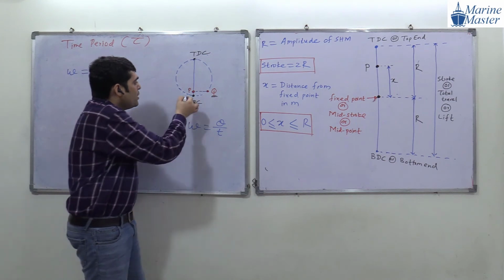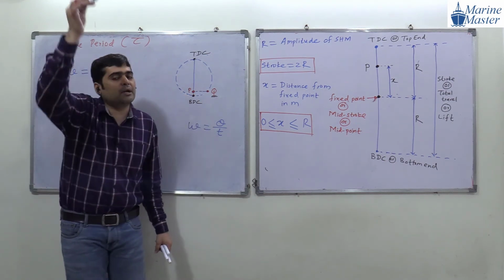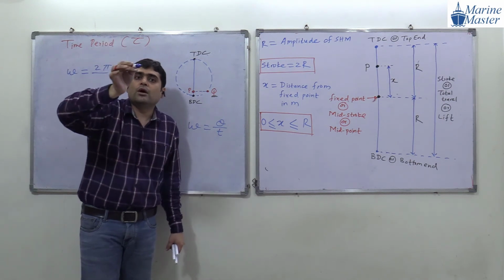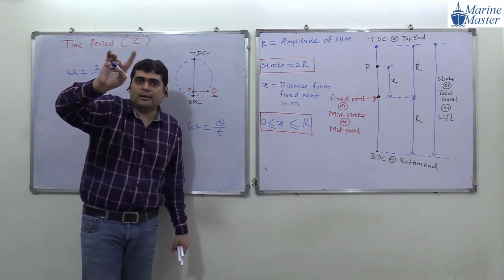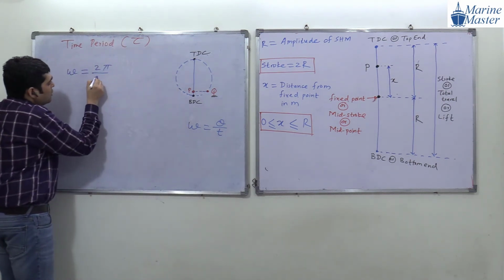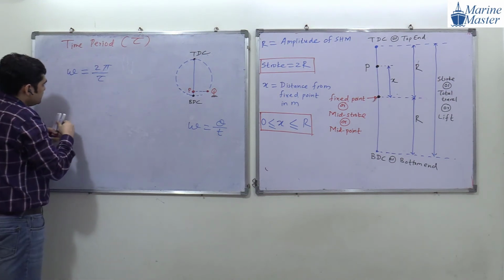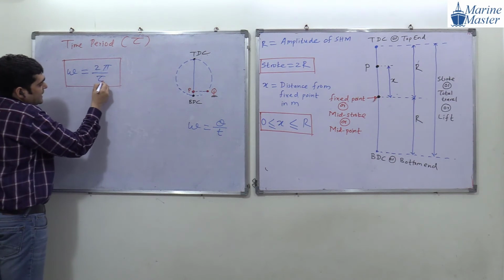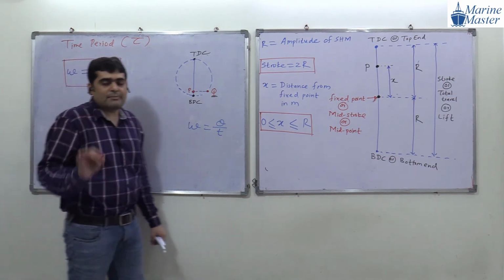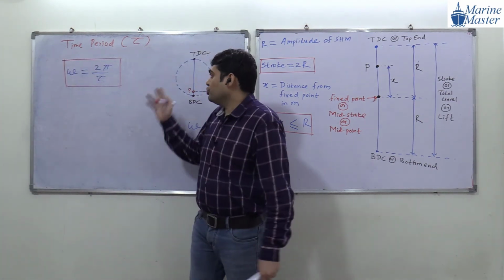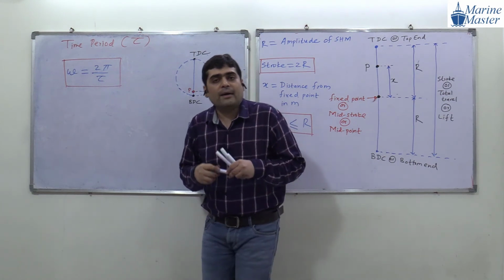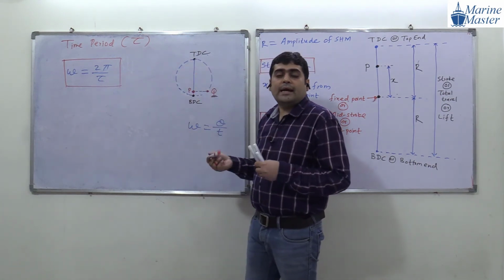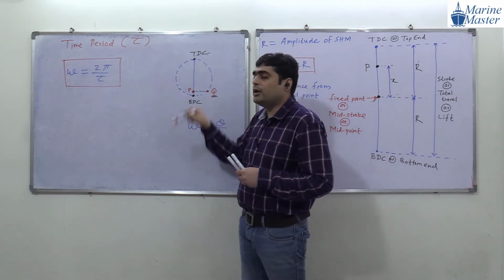Tau, the time period. Time period means the time required for one oscillation. And how much angle is covered in that one time period? 2 pi radian. Guys, are you getting my point? So 2 pi by tau is our omega. Anyone have any doubt in this discussion, guys? So tau means the time required for one oscillation, and 2 pi means the angle covered by this imaginary point Q.